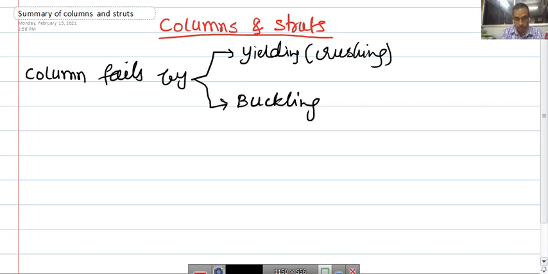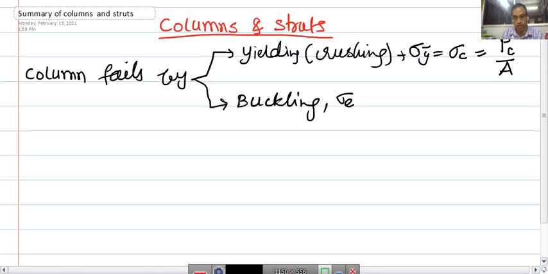This is early buckling. Buckling is earlier than yielding. So, this we said F y, or we said F c, crushing strength or yielding strength. The buckling we said somewhere like sigma e. So, when it comes to crushing, generally it is the crushing load divided by the cross-section area. This is what we know: the column is crushed when we continue applying load P till the column yields, also called crushing.